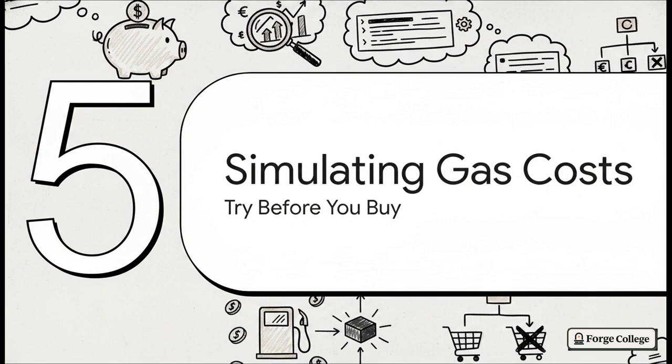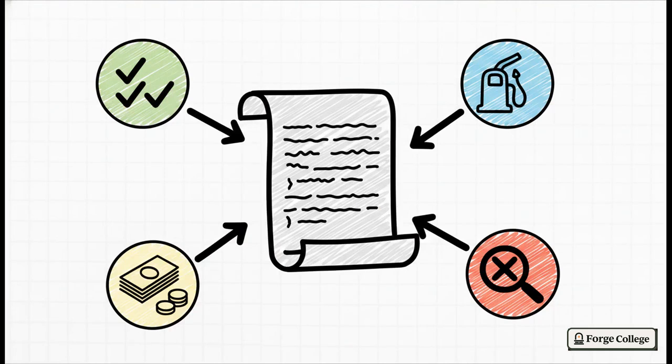Section 5, simulating your gas costs. Try before you buy. To actually bridge the gap between measuring raw gas and creating operational policy, you have to build a simulation script. And that script needs to spit out 4 specific metrics. 1, the sponsored counts. How many operations did you actually end up paying for? 2, the total gas units paid. 3, the fiat equivalent costs. As in, what is this genuinely costing you in real-world dollars?